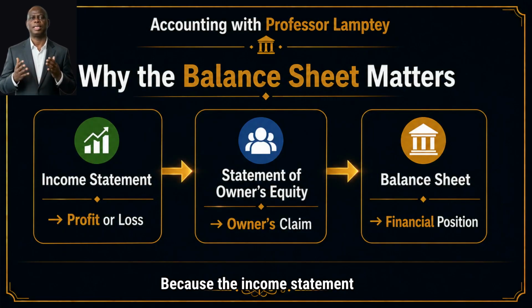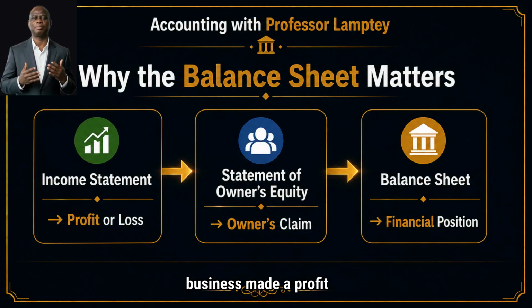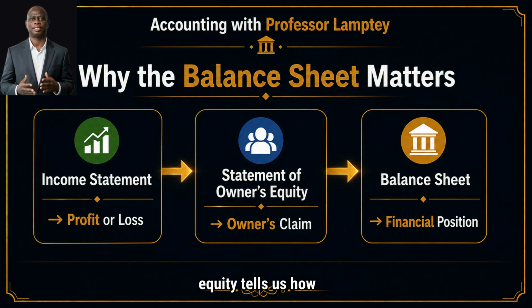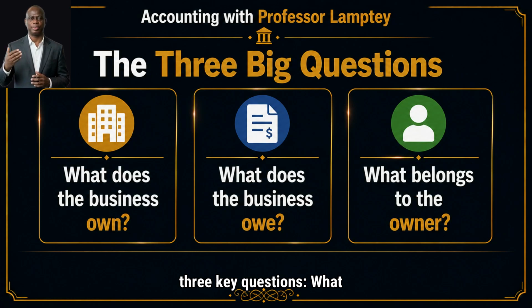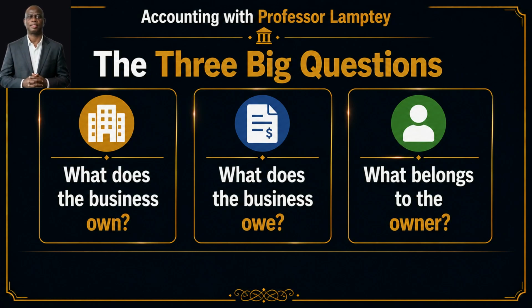Why? Because the income statement tells us whether the business made a profit or a loss. The statement of owner's equity tells us how the owner's claim changed. But the balance sheet answers a different question. The balance sheet answers three key questions. What does the business own? What does the business owe? And what belongs to the owner?